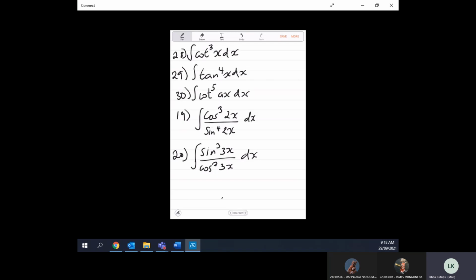Here it is to the power of 2, so the power must go up by 1. So to the power of 3 divided by 3. 2 divided by 2.